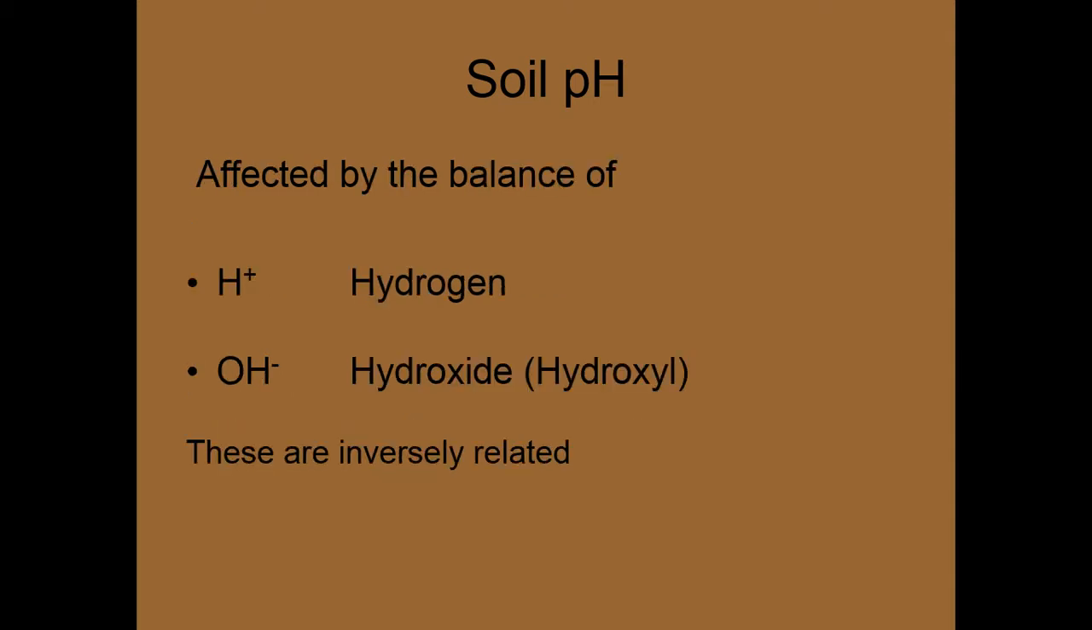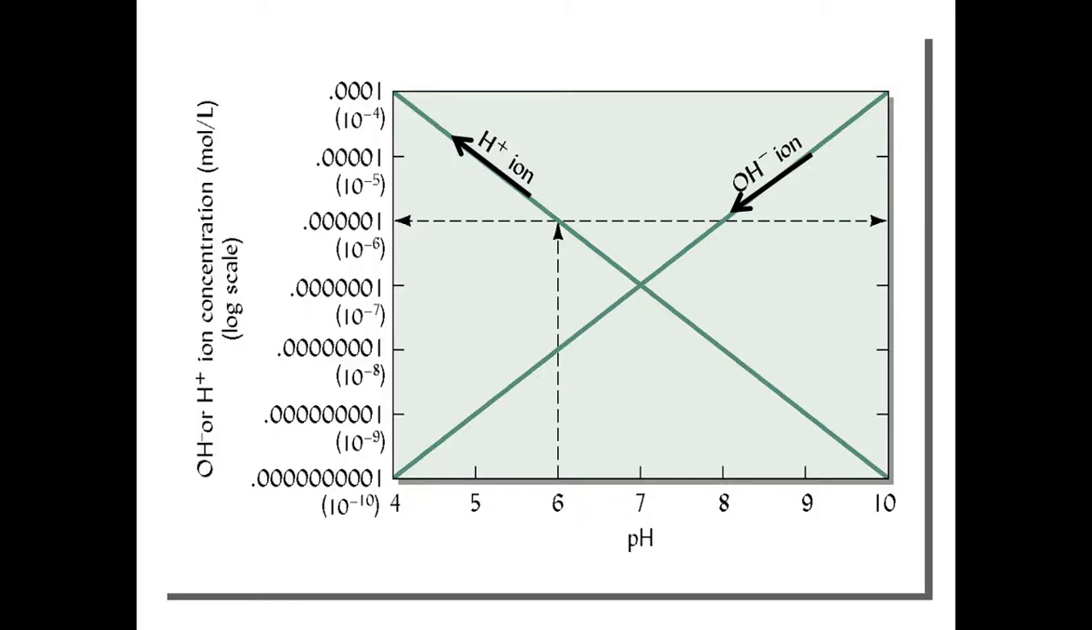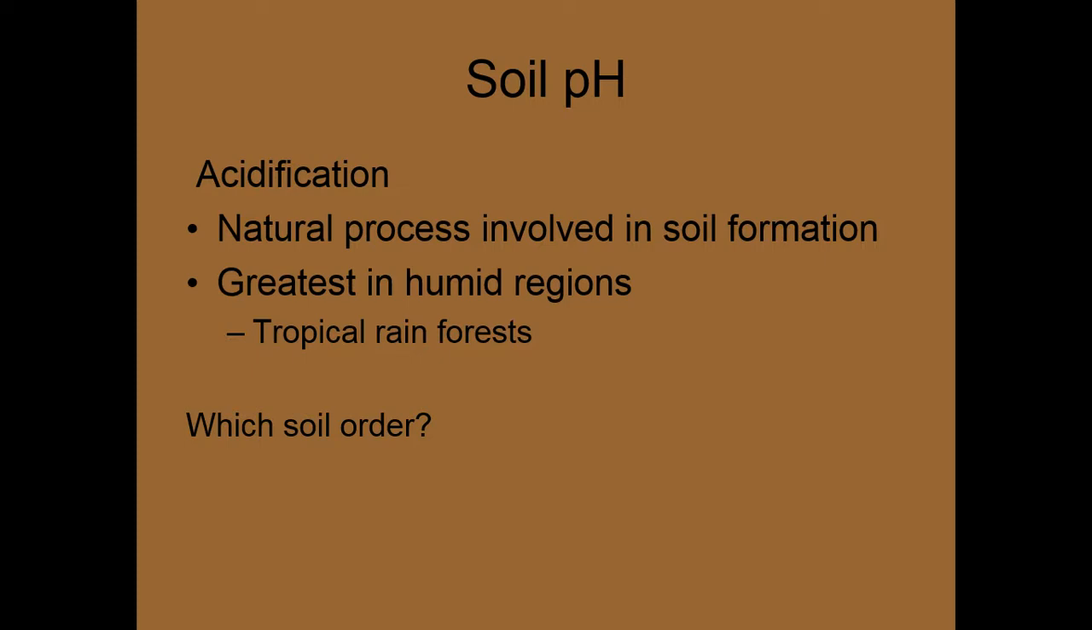Again, the soil pH is affected by the balance of hydrogen and hydroxide. These are inversely related, which means that as our hydrogen ion concentration increases, moving to the left, our hydroxide ion concentration decreases. If we have a hydrogen ion concentration of 10 to the -7, what is our pH? We have a pH of 7. But then if we go to a concentration of 10 to the -8th, we have a pH of 6, so inversely related.